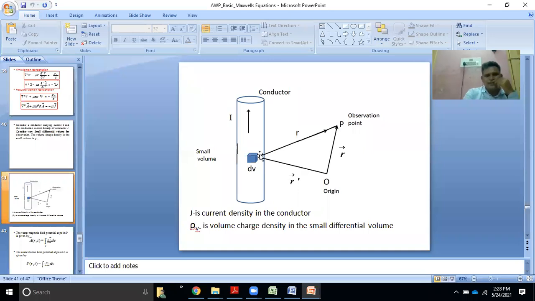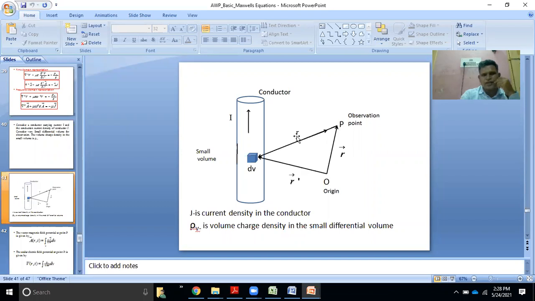Why? Because here the electromagnetic waves are traveling from source to destination. They are traveling r distance. Therefore, we can say that the scalar potential and vector potential are functions of both time t and the small r distance.